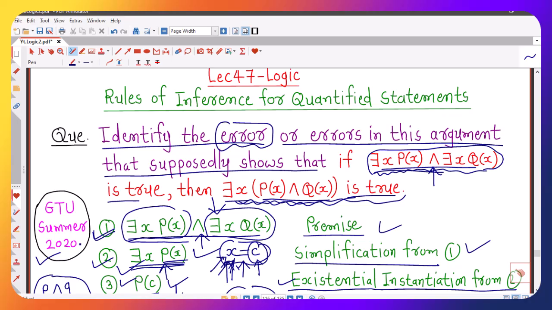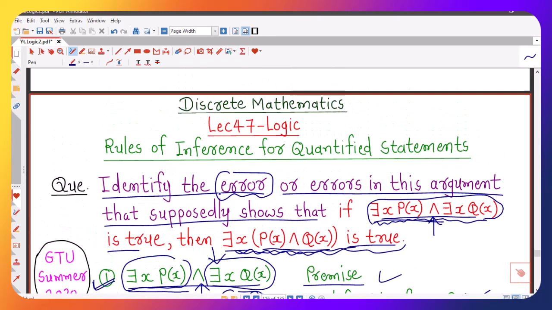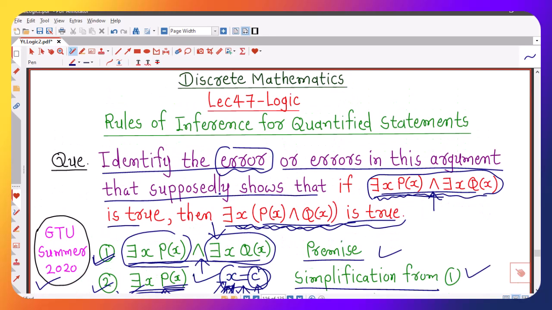So in this way we can identify the error or errors in the given argument or in the given validity checkup method of argument.